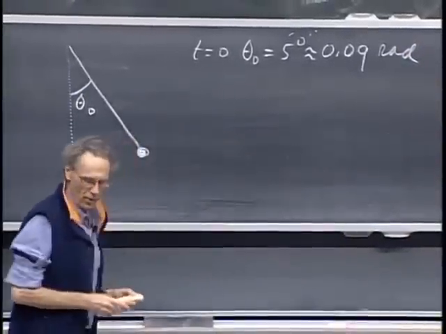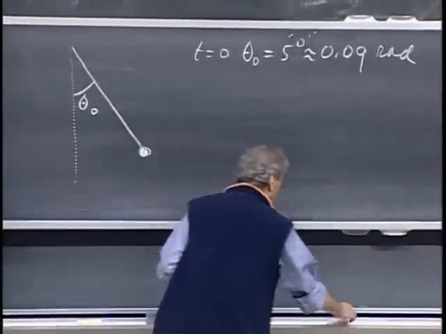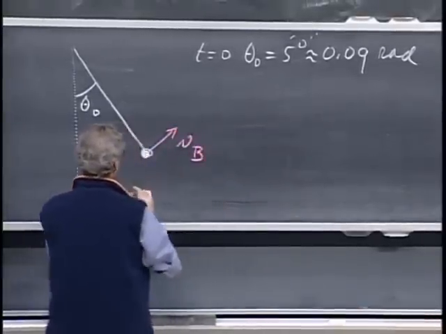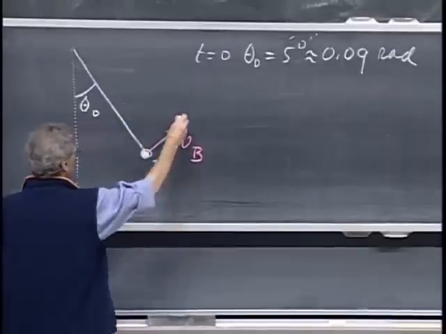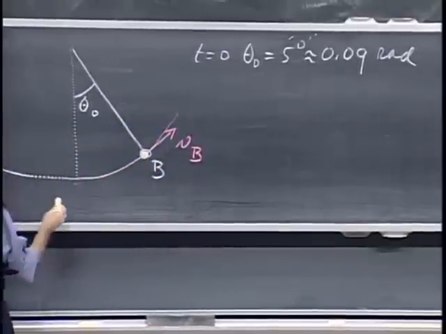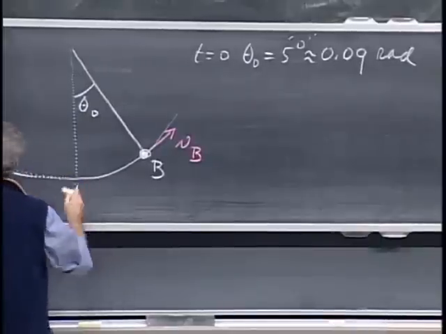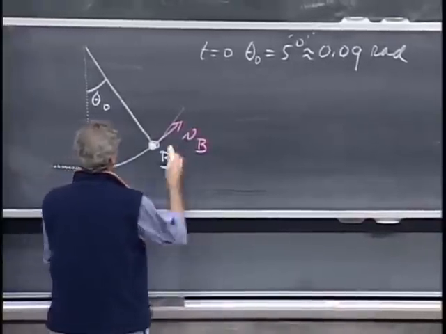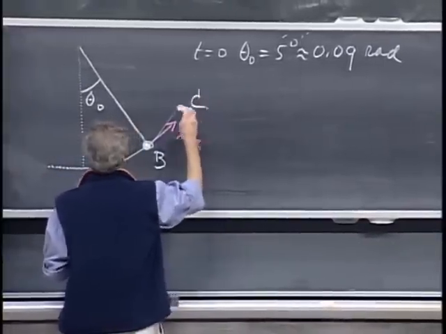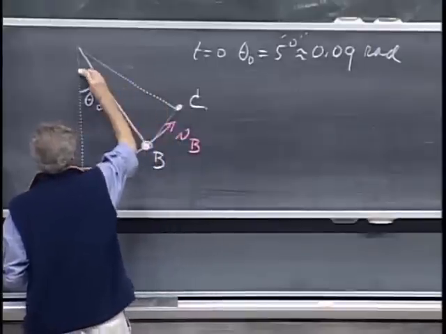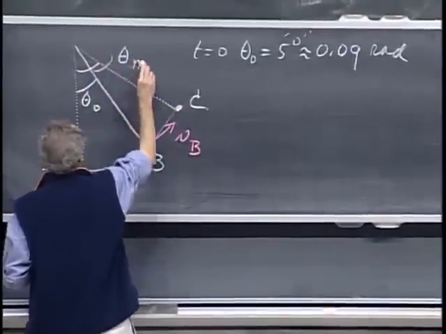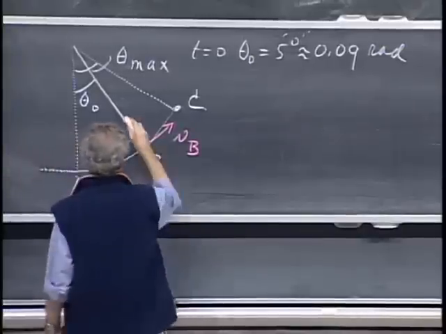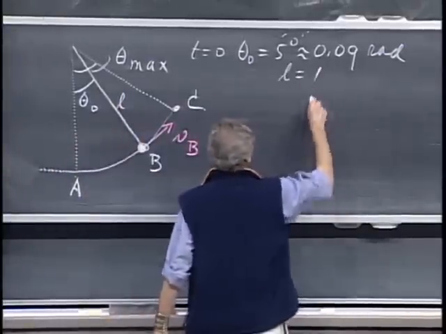At that time t equals 0, I give this pendulum a tangential speed. I call it v of B, because I call this point B. It's going to arc. I call this A. So this is a circle, and it comes to a halt, let's say here, at point C. And then this angle is the maximum angle possible, theta maximum. Let the length of the pendulum, for simplicity, simply be 1 meter.